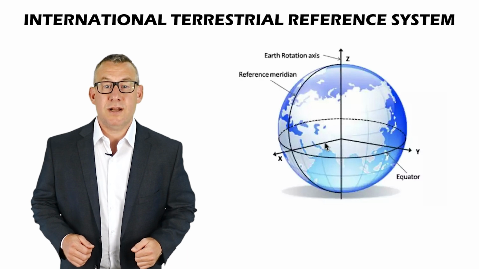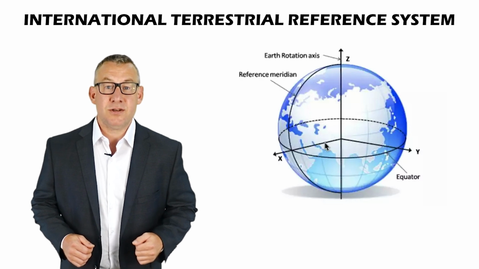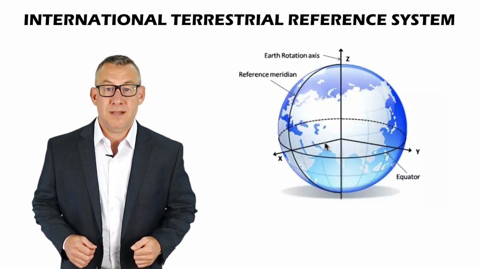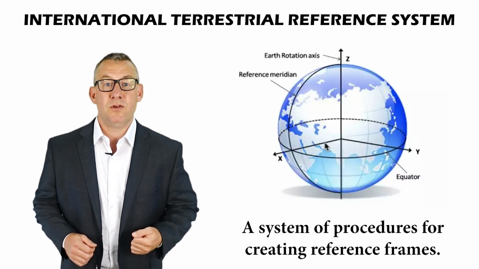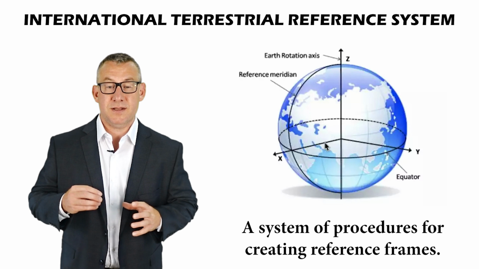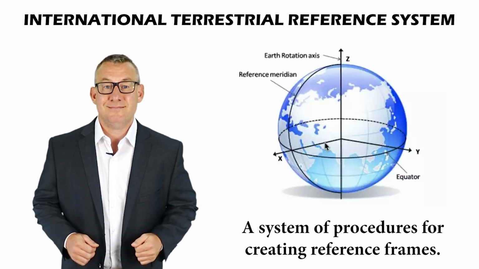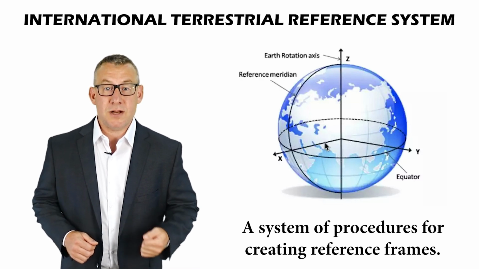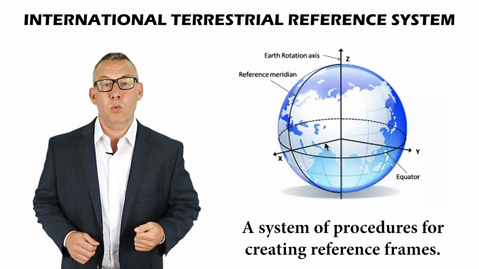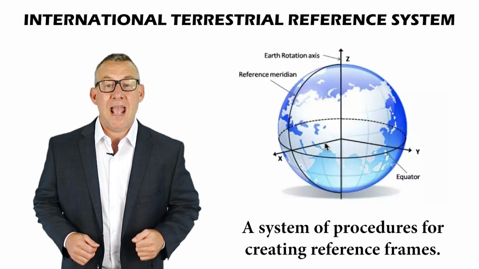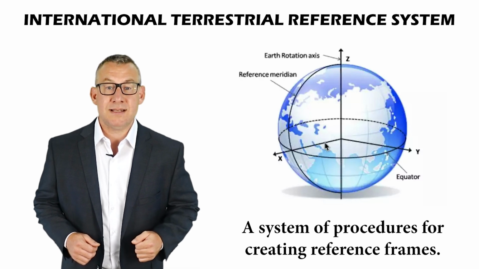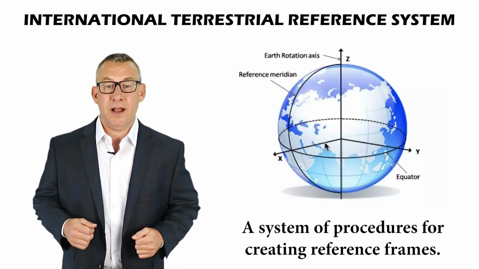The International Terrestrial Reference System, or ITRS. The International Terrestrial Reference System is a system of procedures for creating reference frames suitable for use with measurements on the Earth's surface. The system creates a three-dimensional coordinate system with a well-defined origin, which is the center of the mass of the Earth, and three orthogonal coordinate axes labeled X, Y, and Z.